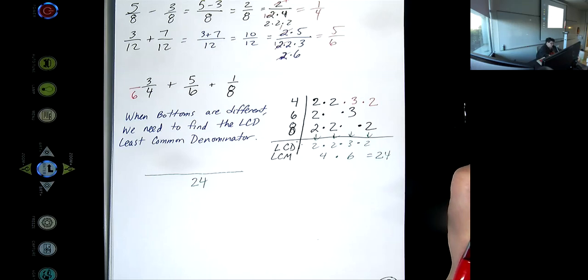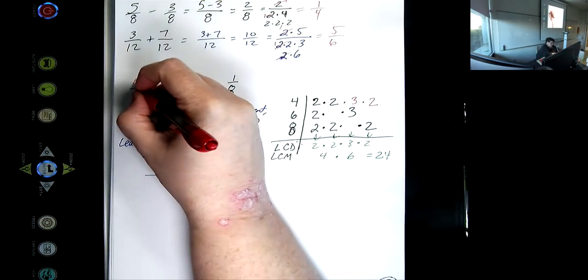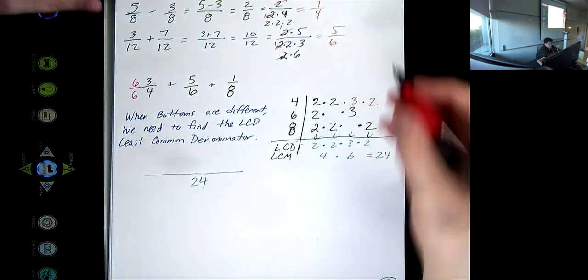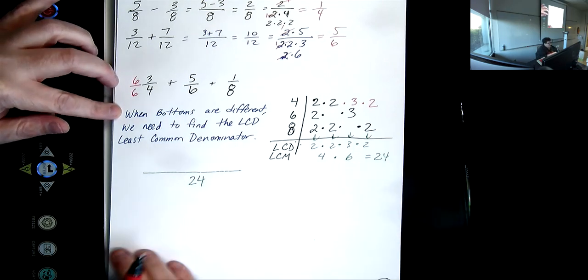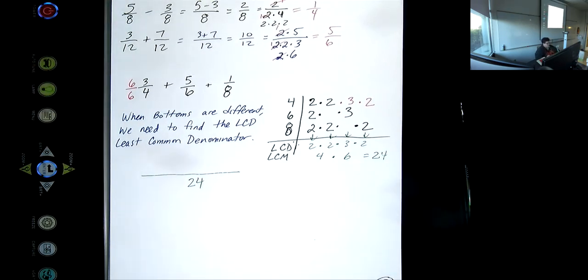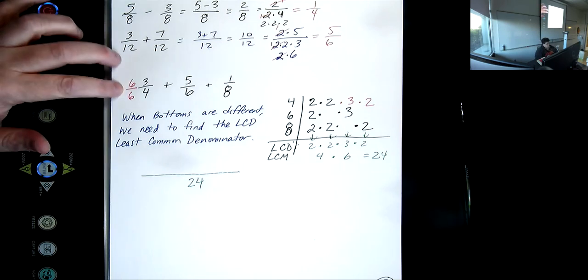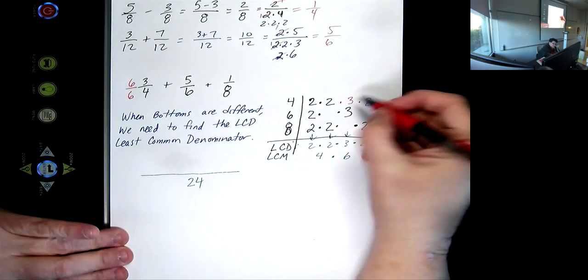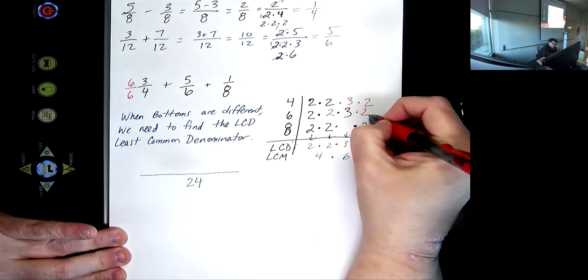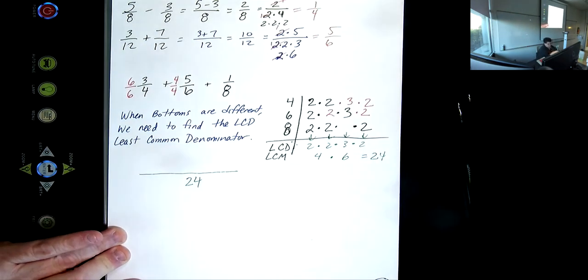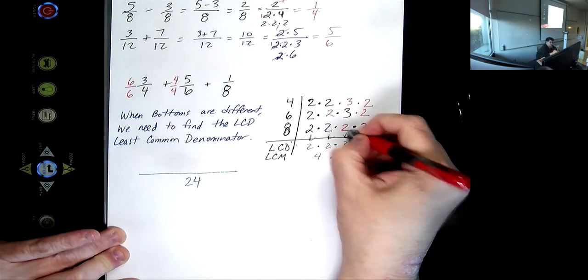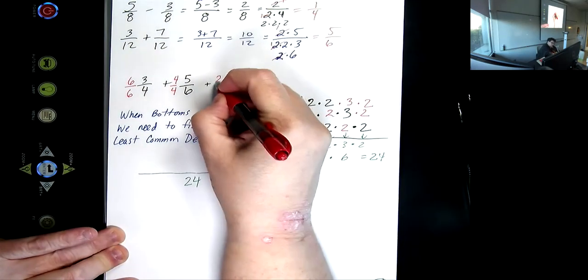And if I multiply by a 6 on bottom, I want to multiply by a 6 on top, because remember, the number over itself is 1. If I multiply by anything but 1, I'm going to change its value. If I multiply by 1, it stays the same value. So this is 1. I'm going to do the same thing with the 6. The 6 is missing a 2 and a 2. 2 times 2 is 4. So I'm going to multiply that one by 4 over 4. And the 8 is only missing a 2, so I will multiply that one by 2 over 2.